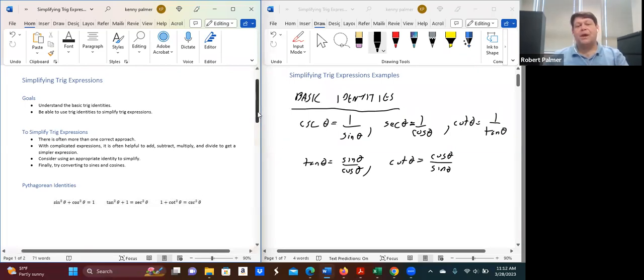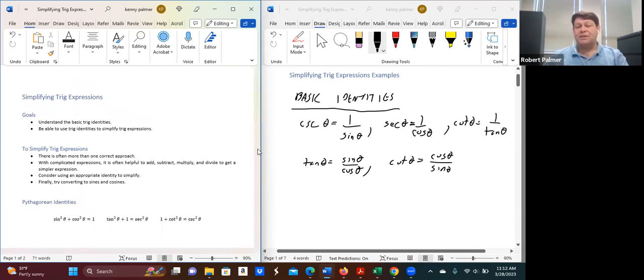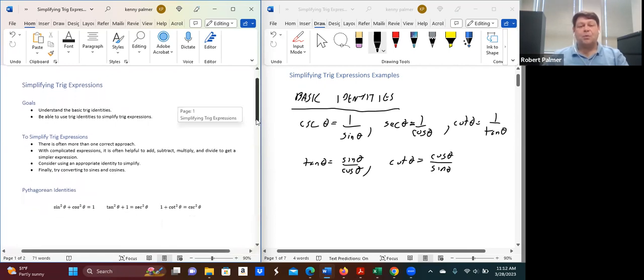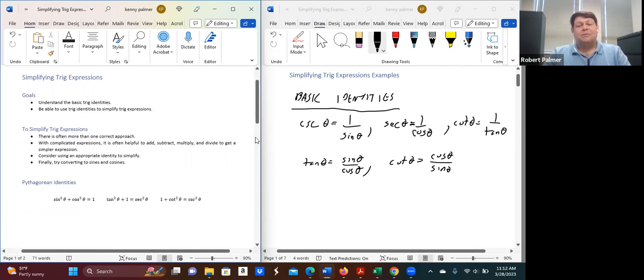Now, what we want to practice today is working with some of these basic identities and others, practicing the skills you need to simplify trig expressions. In simplifying, and also in what's called verifying an identity, there's often more than one correct approach. There's often more than one way you can do it. And a lot of times, it just comes down to practice determining what the easiest or best approach is.